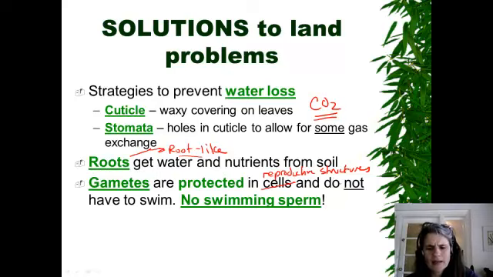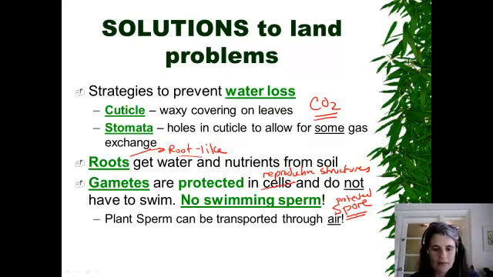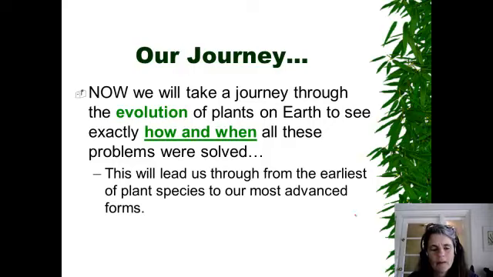Additionally, we're going to get a new reproductive structure called a spore, which is going to be at least slightly protected. A protected spore is going to allow for reproduction and distribution as well. So we'll talk more about that. Plant sperm can be transported through the air, and so on. We'll get more on that later.